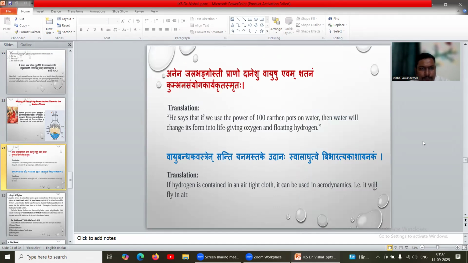It means that if we use the power of 100 earthen pots on water, then the water will change its form into life-giving oxygen and floating hydrogen. The next law means that if hydrogen is contained in airtight cloth, it can be used in aerodynamics, so that it will fly in the air.